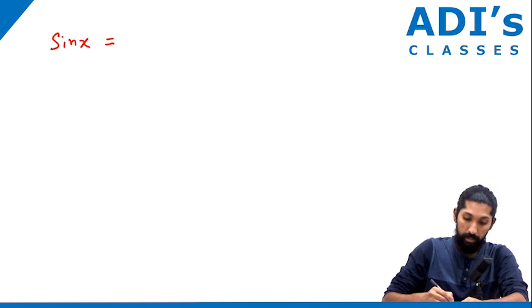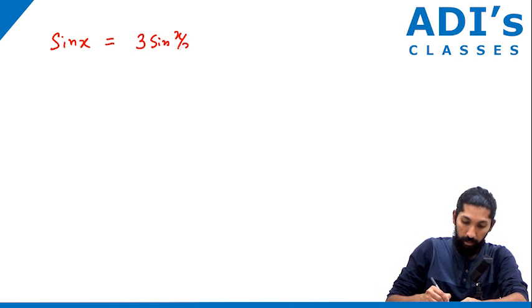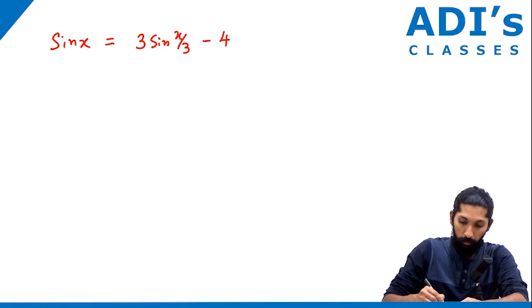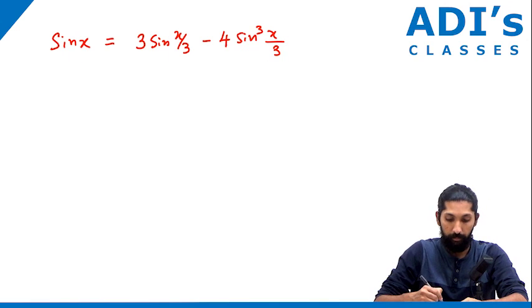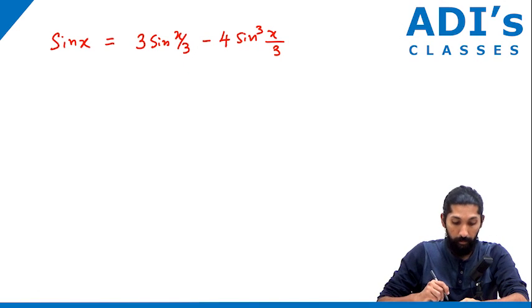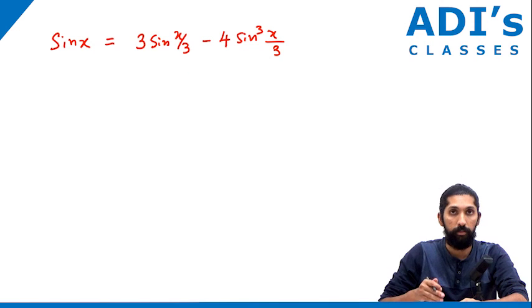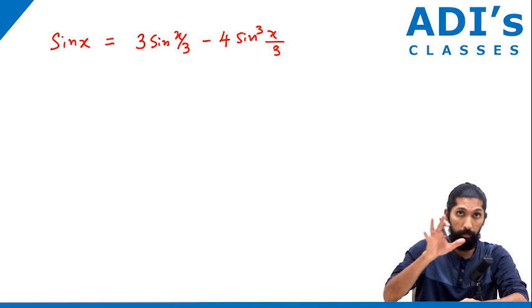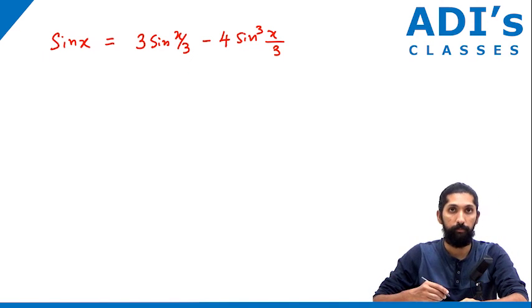You can write this as 3 sine x by 3 minus 4 sine cube x by 3, because you can take 3 theta as x and you will get this one. Because what is sine 3 theta? 3 sine theta minus 4 sine cube theta. With the help of that, you can write down this.